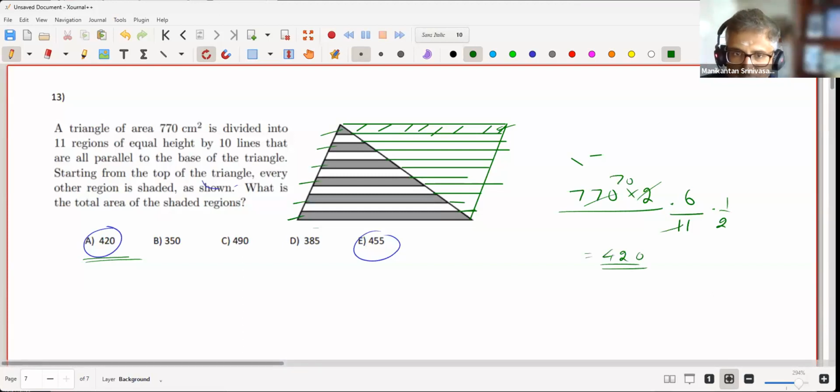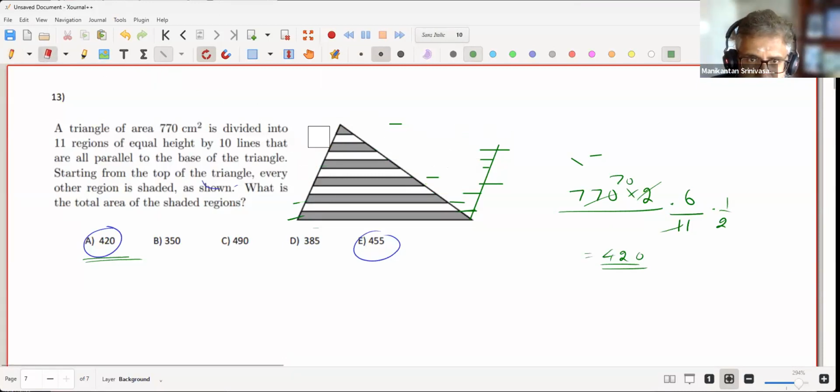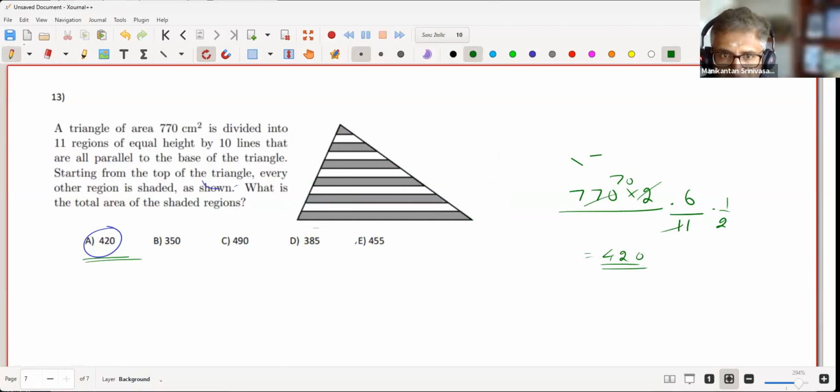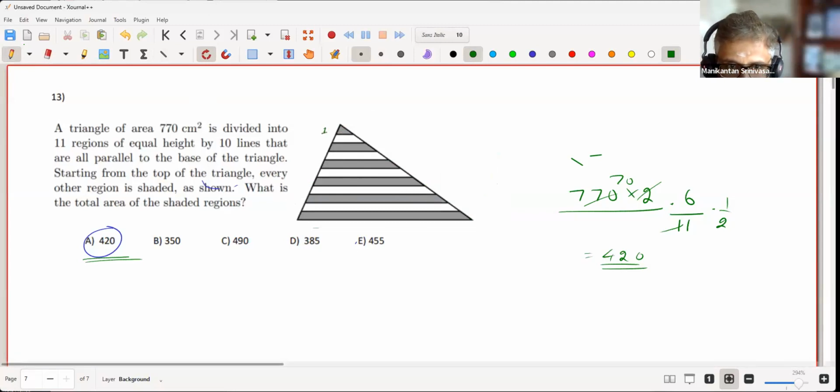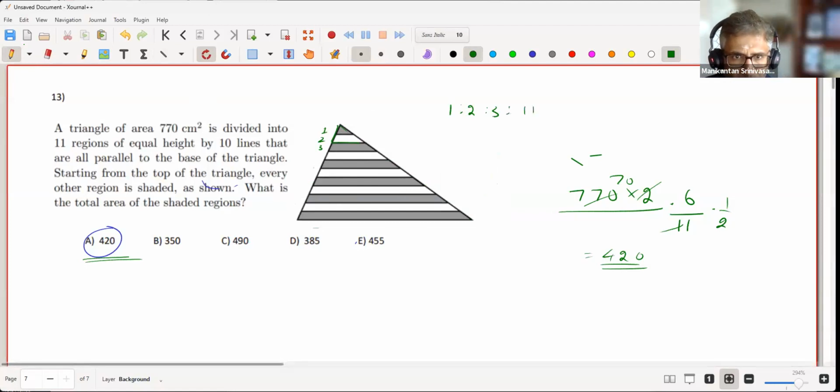Okay, but just using similarity of triangles also, we can still do it. Let me erase this and then I'll show the similarity of triangles, which is what Rohan was suggesting. So the height of the first triangle is 1. The height of the second triangle, the bigger triangle, is 2. The height of the third triangle is 3, in proportion. The heights are 1:2:3 all the way till how many triangles in total? 11 triangles, I think, right? 1, 2, 3, 4, 5, 6, 7, 8, 9, 10, 11. Yeah, all the way till 11.